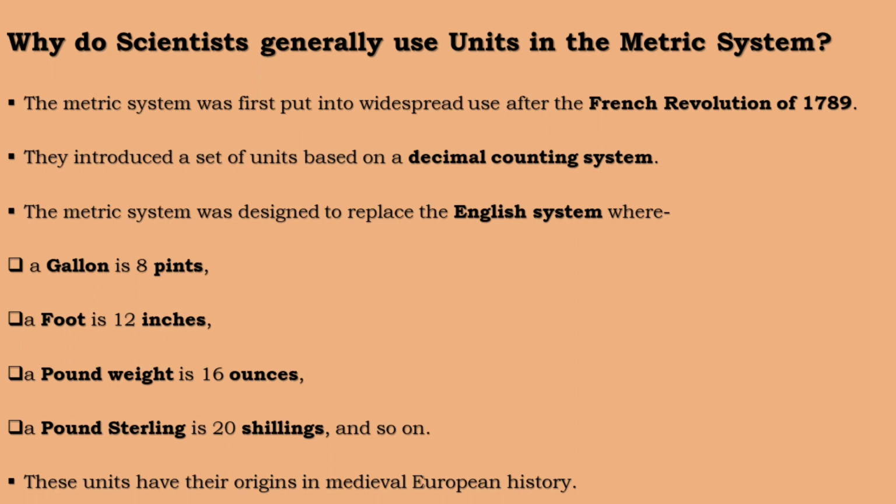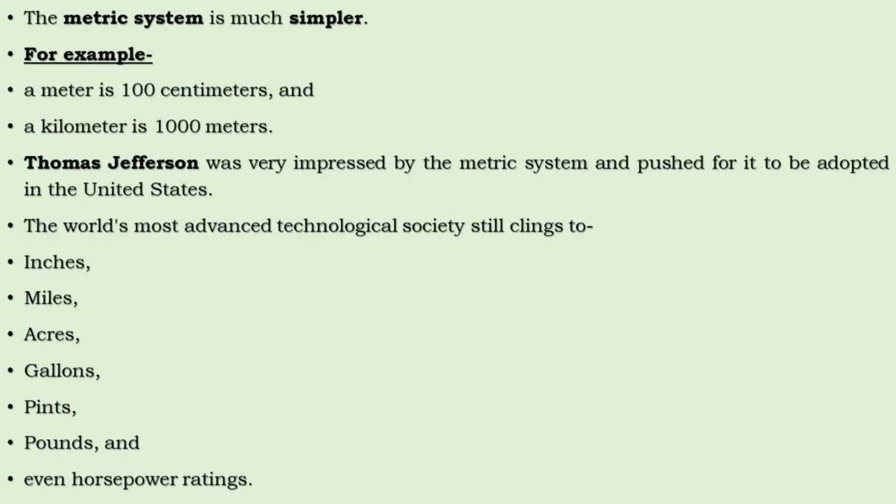The numbers 8, 12, 16 and 20 all have 3 or more factors, while 10 only has 2 factors. However, the metric system is much simpler. For example, a meter, which is roughly a yard, is 100 centimeters and a kilometer is 1000 meters. Thomas Jefferson was very impressed by the metric system and pushed for it to be adopted in the United States.